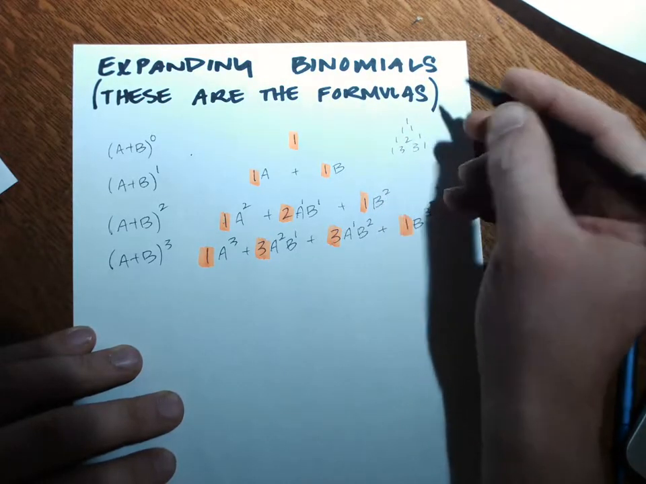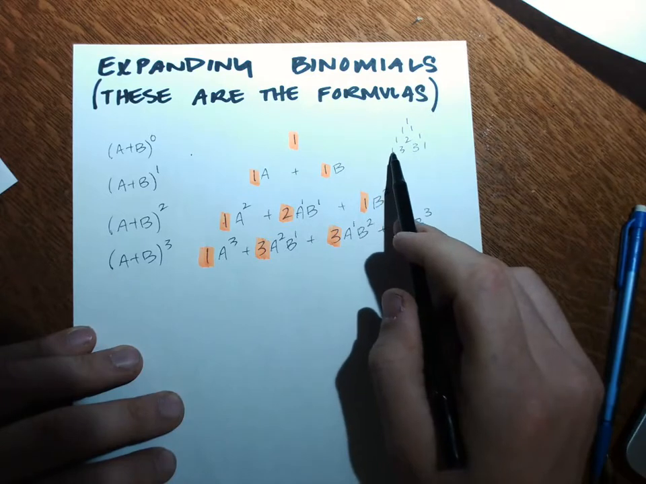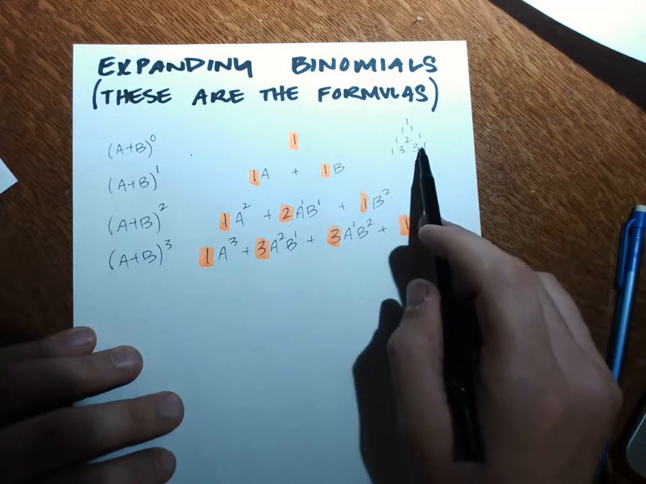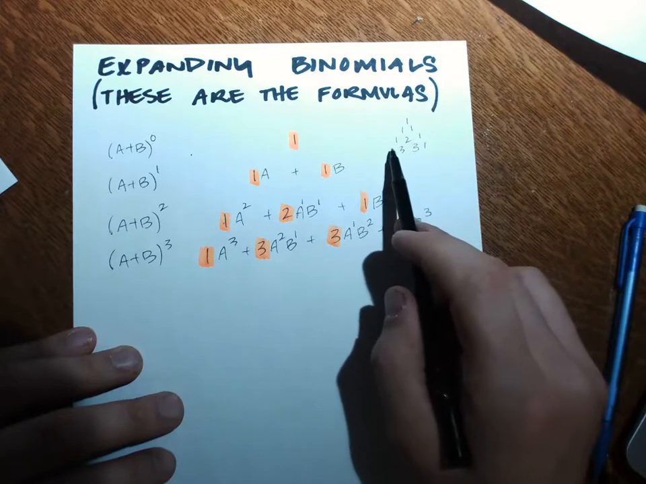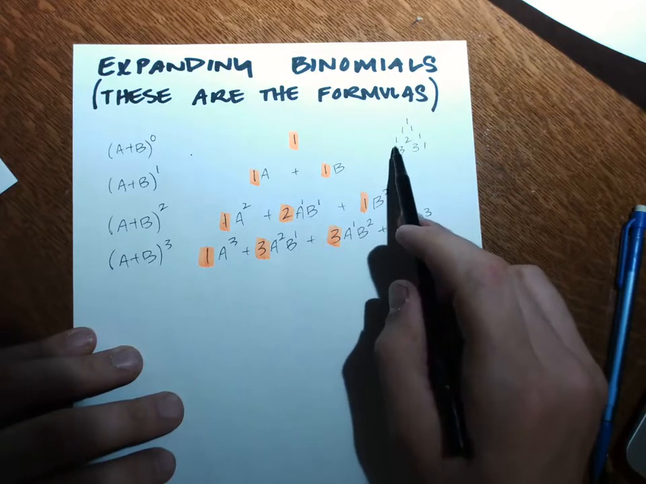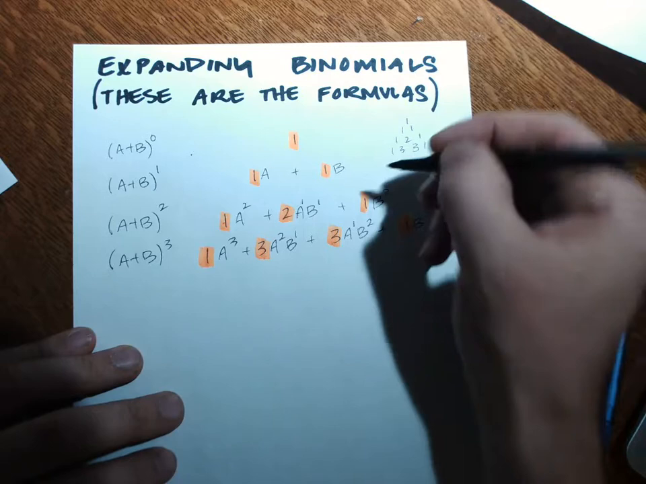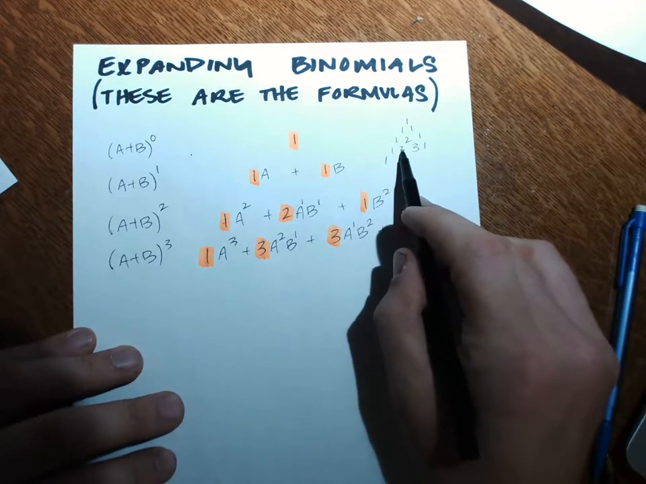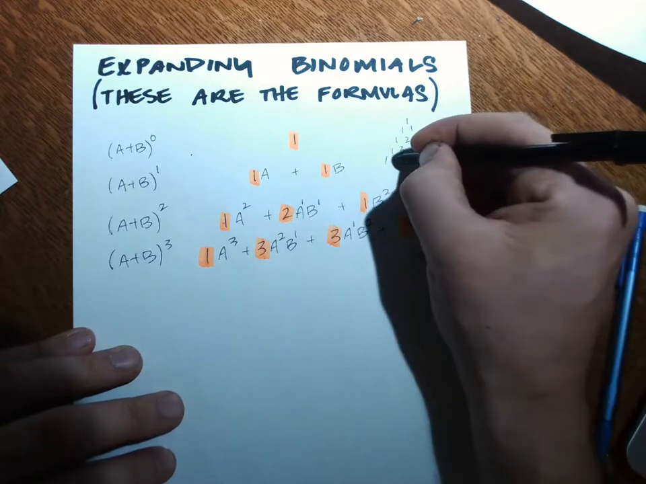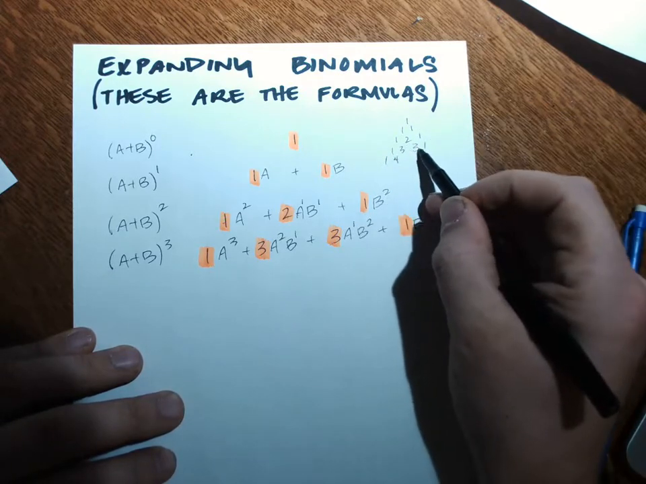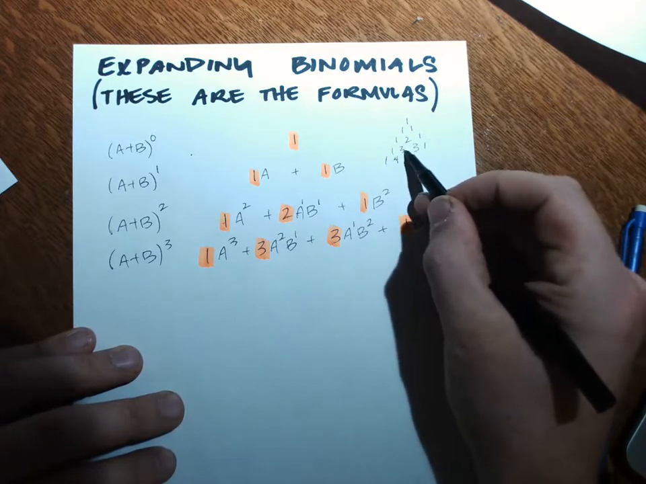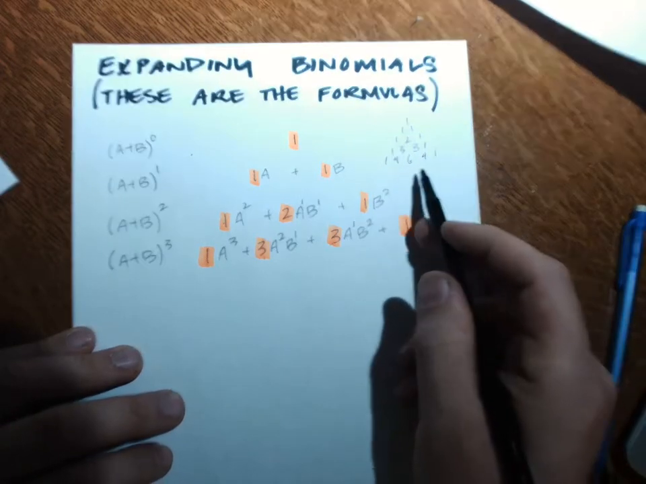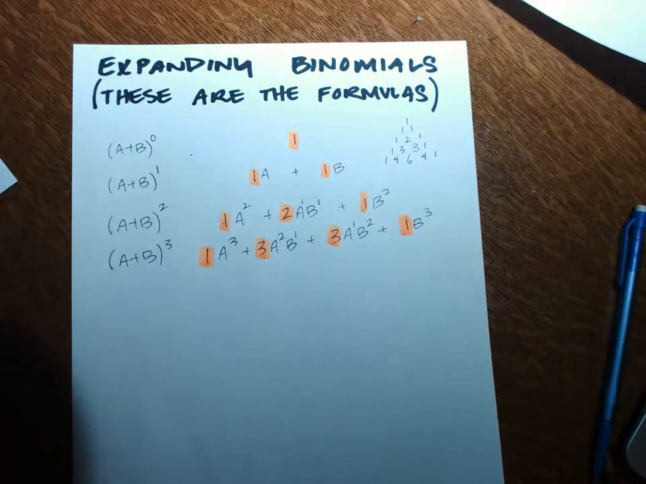1, 3, 3, 1. These numbers, if we wanted to get the next row, notice how they're sort of staggered in between the numbers above it. It always starts with a 1. And if I wanted to get the next number, I add the two previous ones on top of it. So this would be a 4. And the next coefficient is going to be a 6. And then a 4 and a 1. And it's always symmetrical, so you can use that to your advantage.